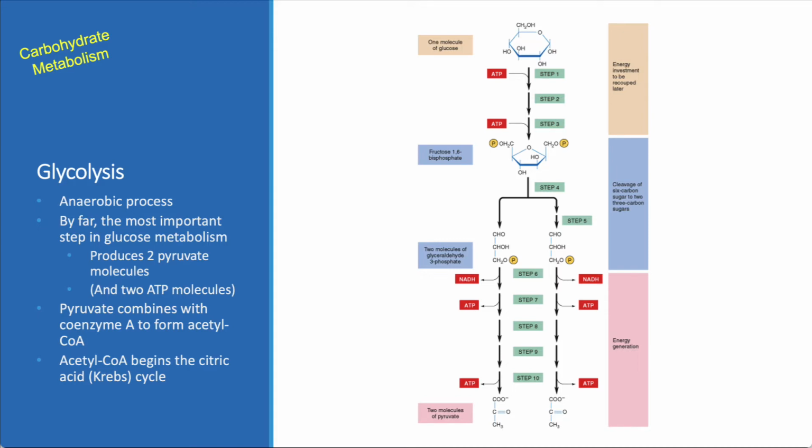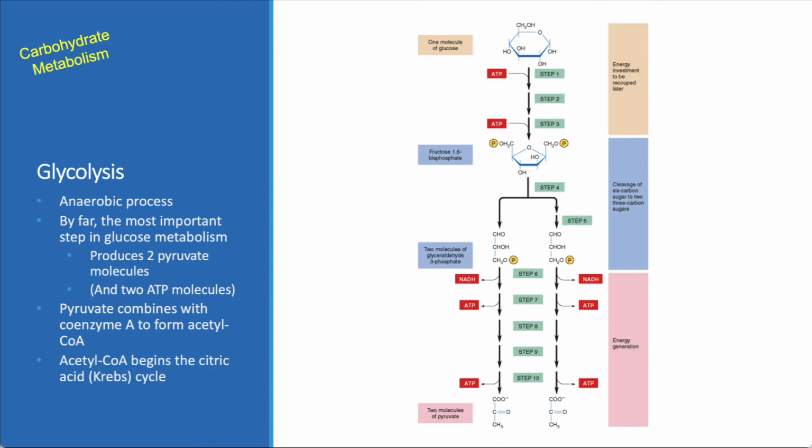Then that pyruvate combines with coenzyme A to form acetyl coenzyme A, and then acetyl coenzyme A gets into the citric acid cycle, combines with oxaloacetic acid and yada yada, a whole bunch of other steps that we don't really care about.